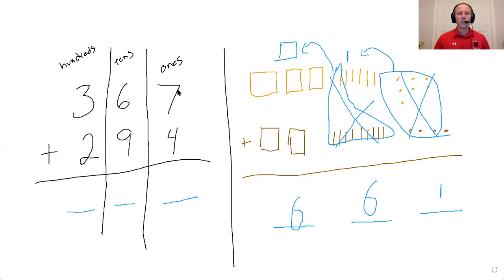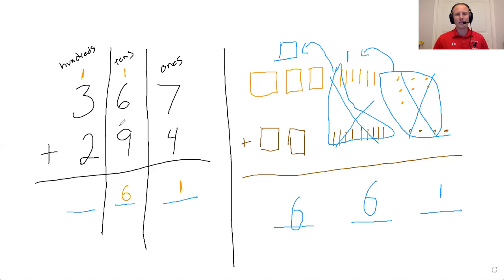Let's go ahead over here in our standard algorithm and see if we get the same answer. 7 plus 4 is 11. That's a 2-digit number, so I can only put the 1 from the ones place here, and the 1 from the tens place I carry over here into the tens column. I then add 9 plus 6 plus 1. I'm going to combine this 9 and that 1 to make a 10, and then I have 6 left over. So I end up with 16. I can put my 6 there and carry my 1.